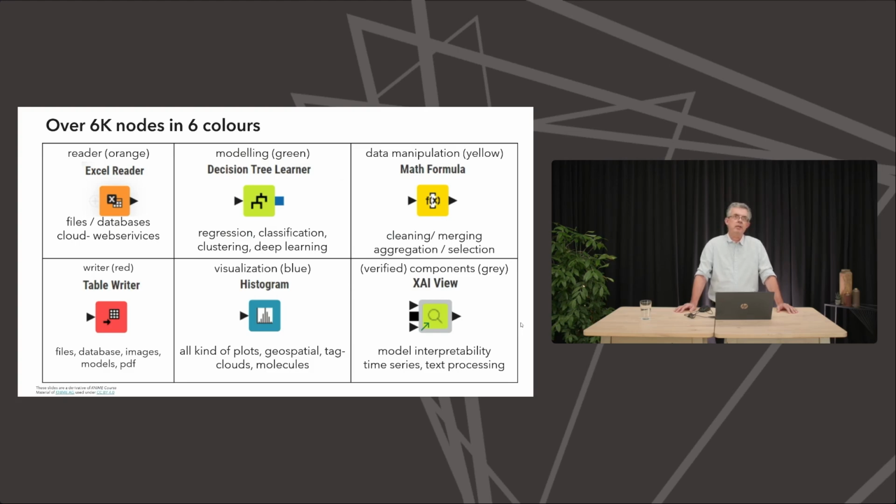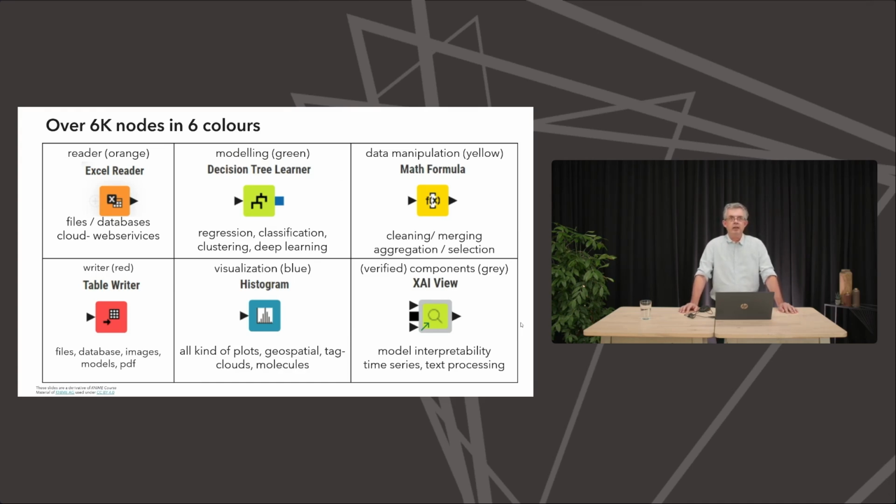Then you have, for example, the green nodes that are used for modeling, like clustering, classification, and also deep learning nodes. Then there are the yellow nodes for the data manipulation task, and there are a lot of yellow nodes, and we'll come to them in a minute. The red nodes are the writer nodes. As you can read in from different file formats, you can also write to different file formats. And the blue nodes are the nodes to visualize all kinds of interesting output you generate.